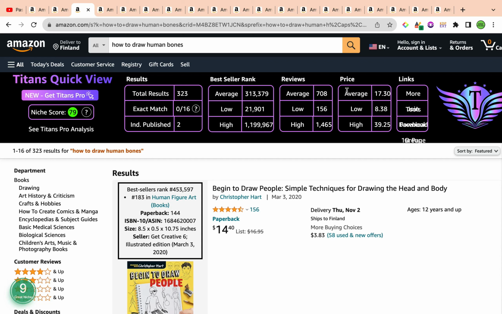Now, it's not clear whether you are creating that book for adults or for children, so that is a great opportunity for you to niche down or to create both types of books as well. And you need to specifically focus on human bones. So you can't have images in there drawing or teaching how to draw the human organs such as the kidney and the heart, specifically focusing on human bones.